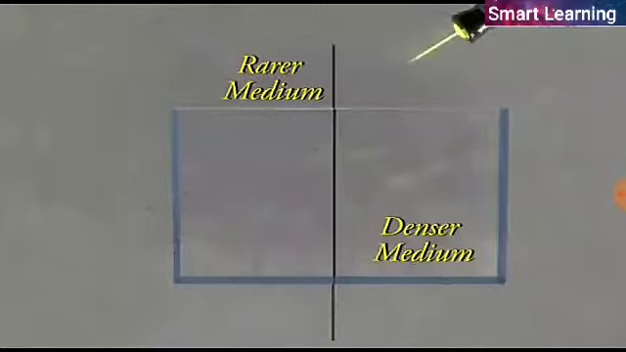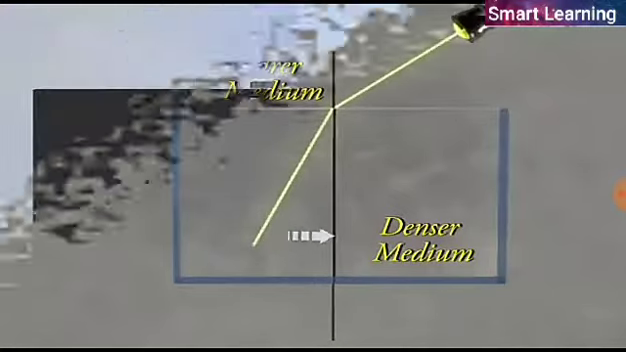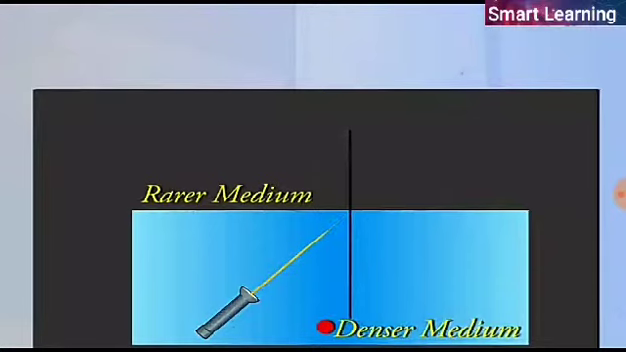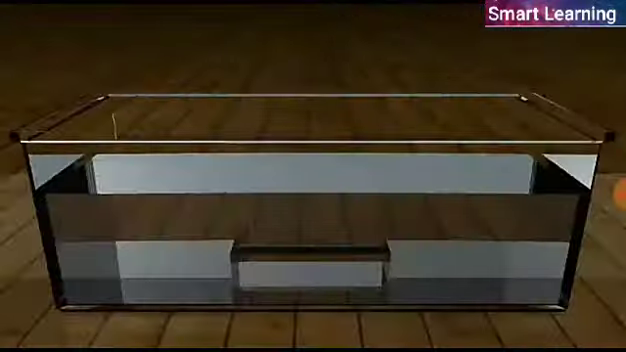The direction of the bending of light depends upon the optical density of the two media. In going from an optically rarer to a denser medium, the ray of light bends towards the normal. When light travels from an optically denser to a rarer medium, it bends away from the normal. When light is incident normally on a boundary of two media, no change in direction of light occurs. No refraction occurs at the boundary that separates two media of equal refractive index.